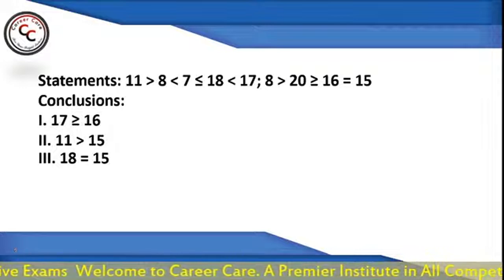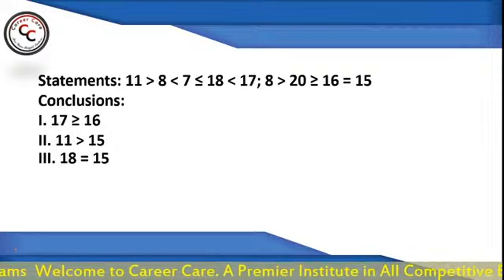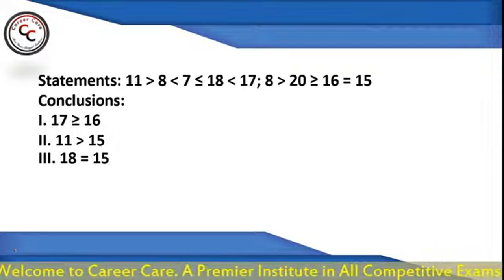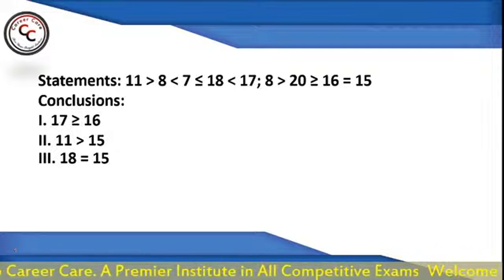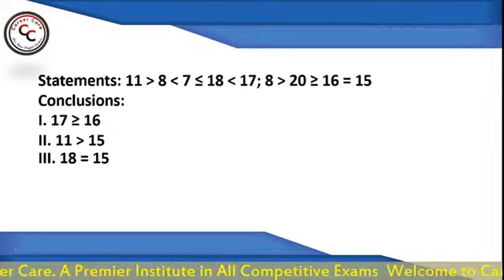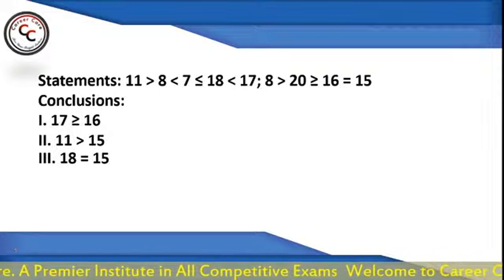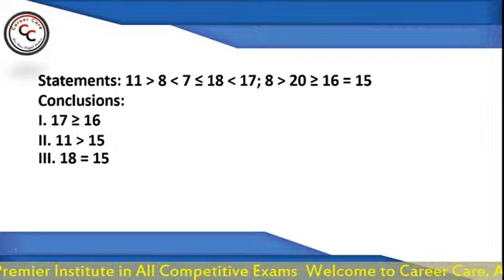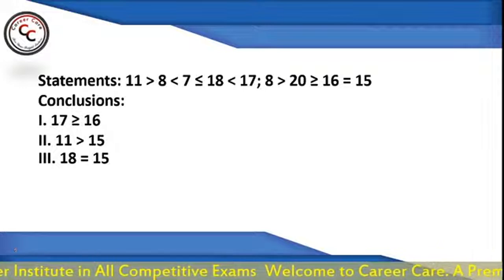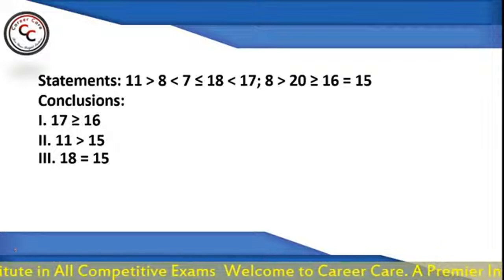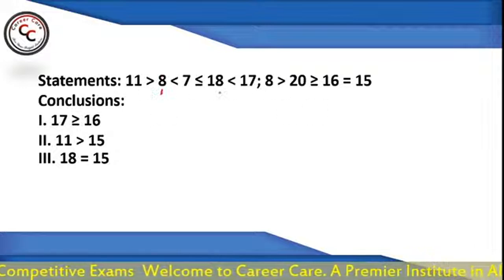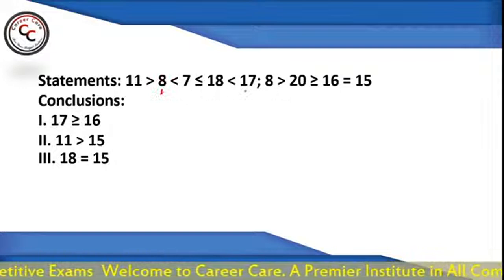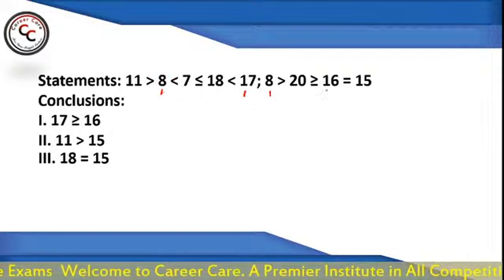11, 8, 7, 18, 17, 8, 20, 16, 15. Right. So conclusion 1, he is asking the relationship between 17 and 16. So what is the common point between these two? 8 is the common point. 8 is connected with 17 and 8 is connected with 16.